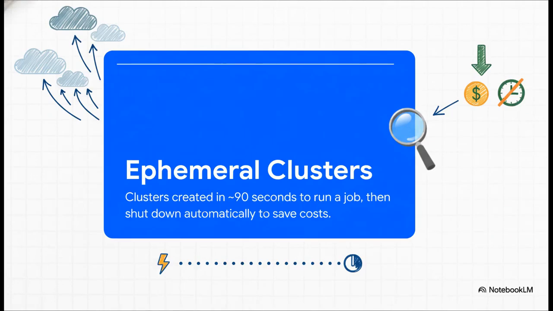Now, one of Dataproc's absolute killer features is something called ephemeral clusters. See, unlike your on-premise hardware that's probably running 24/7, with Dataproc you can spin up a massive cluster in about 90 seconds, run your job, and then, poof, have it shut down automatically. This pay-only-for-what-you-use model is a huge, huge cost saver.